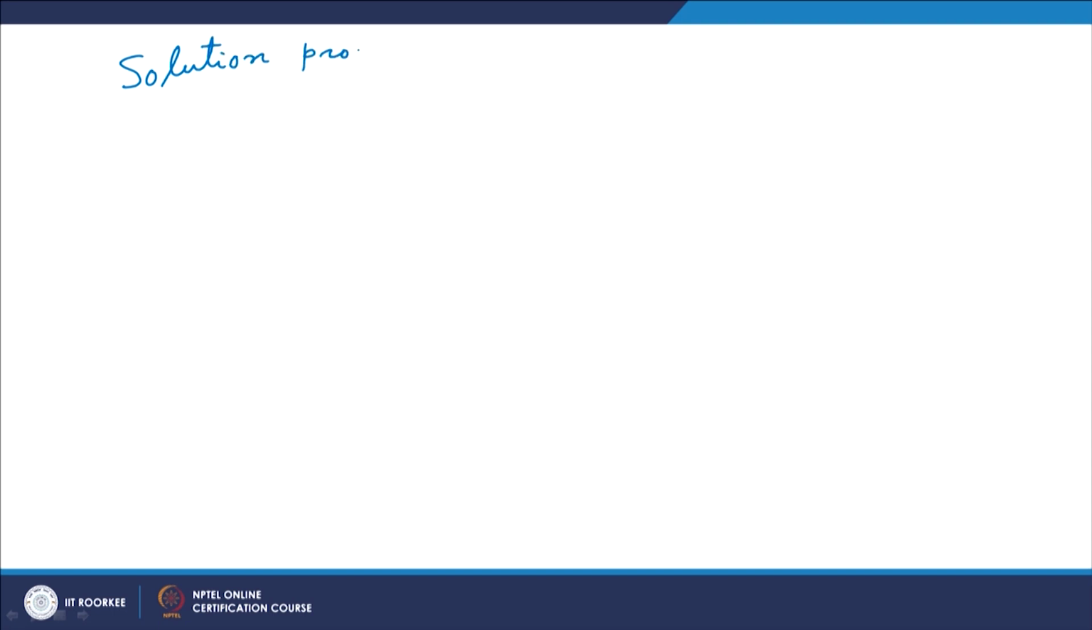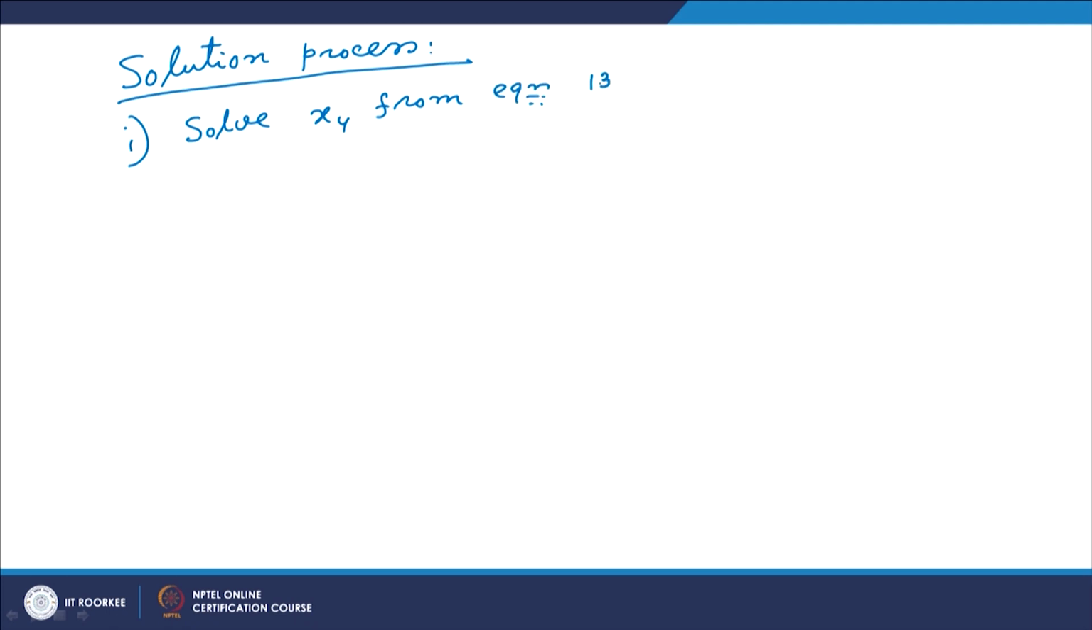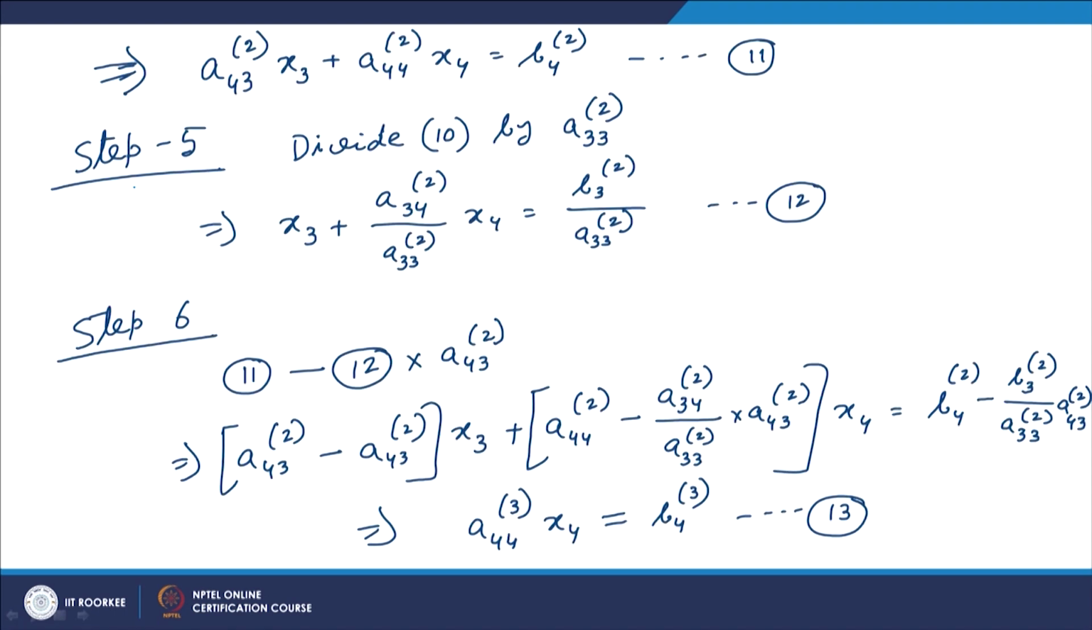Now, we will start from backward. So, what is the solution process? Solve x4 from equation 13. Once we get x4 from here, we will plug this x4 into equation 12 and then solve x3 from equation 12.